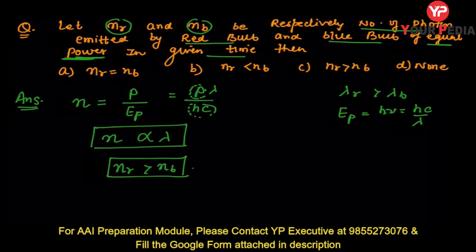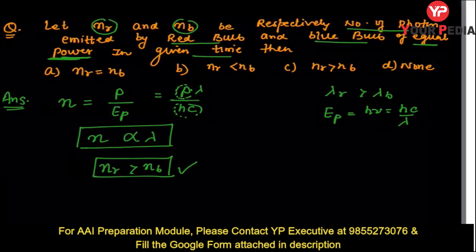Fine. Energy of the photon in case of blue will be greater as compared to energy of the photon in case of red. So it means we need more number of photons in red to balance that energy. Is it clear? So the answer is concluding the same. So number of photons in red is greater as compared to blue.